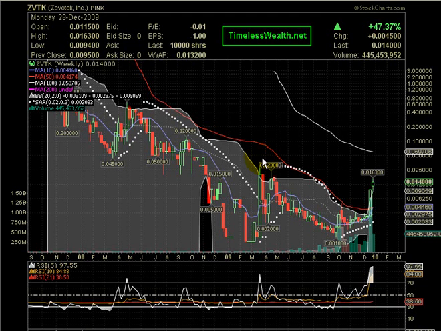Due to popular demand and request among members at TimelessWealth.net, I've decided to publish yet another update to the chart on Zevotek Incorporated following numerous additions that came out last week. If you remember, I talked about a key resisting level at the 1 penny mark, and I mentioned that it was key for two reasons.